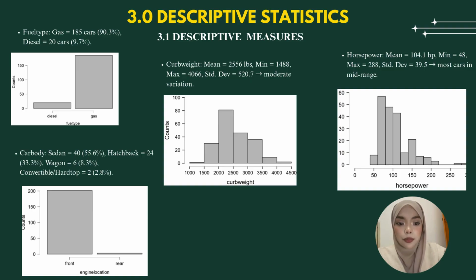For fuel type, the majority of cars in the dataset use gas, accounting for 185 vehicles or about 90%, while only 20 cars use diesel. Finally, for car body, sedans are the most common type with 40 cars, followed by hatchbacks with 24, wagons with 6, and only a small number of convertibles and hardtops. Overall, these descriptive measures show that the dataset is dominated by gas powered sedans with moderate weight and horsepower values.